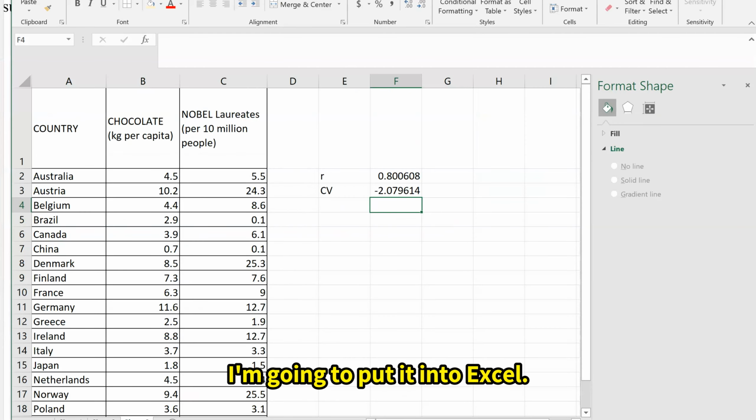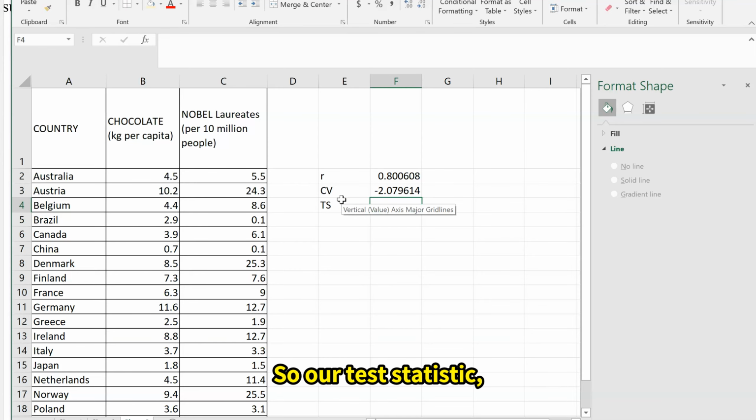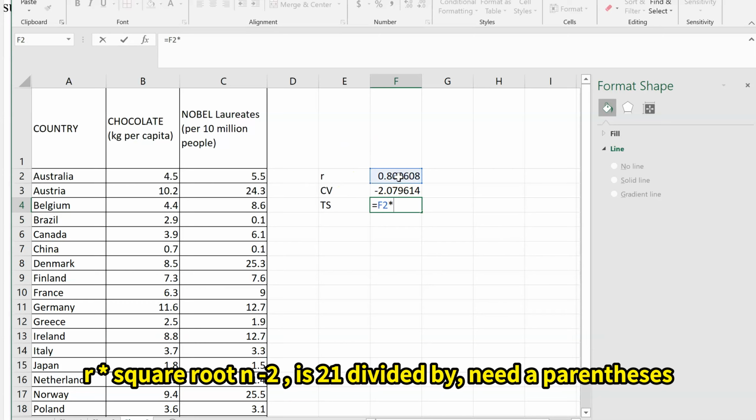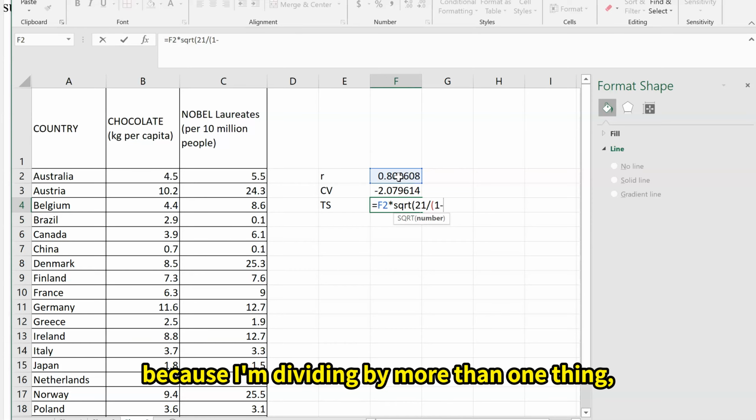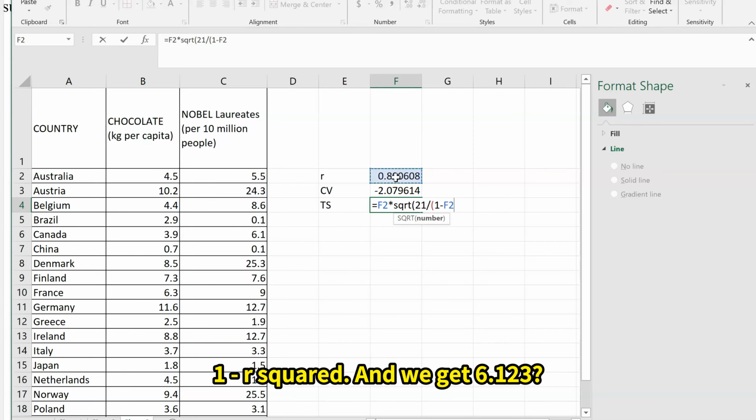I'm going to put it into Excel. So our test statistic, r times the square root of n minus 2, which is 21, divided by, I need a parentheses because I'm dividing by more than one thing, 1 minus r squared, and we get 6.123.